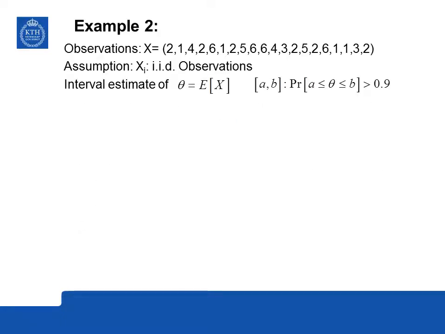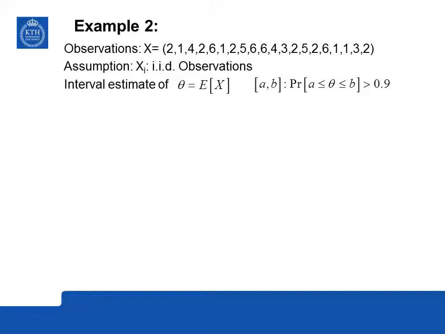So let's be concrete again and take an example. We use the same observations as in our point estimate example previously. The vector x of the 20 integer die rolls, and we now have to estimate theta again, but we want to do it not with a single point estimate theta hat, but instead we want to determine an interval a, b such that the probability that theta falls in between a and b is larger than 0.9.